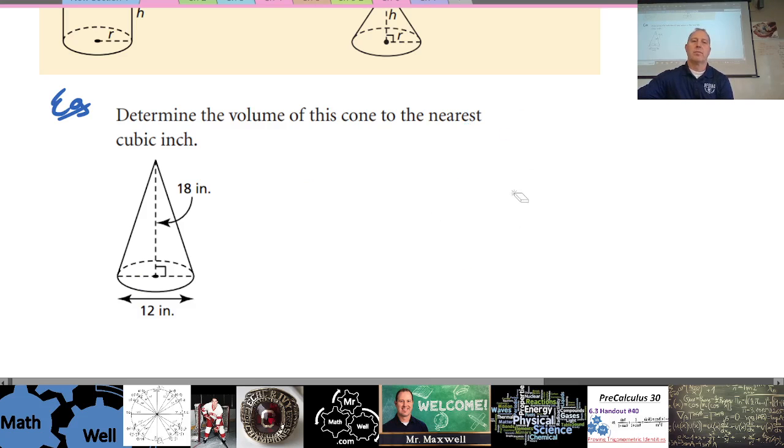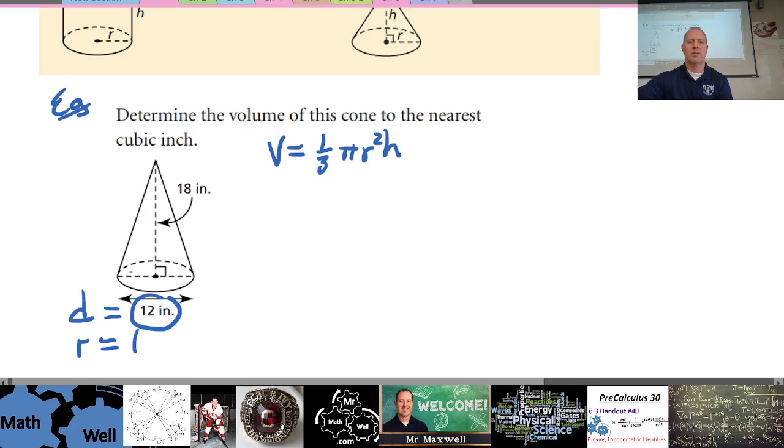Okay. So 12 is the diameter, okay? I remember from the volume formula, it's 1/3 pi r squared h. Now, this 12 is actually a diameter, isn't it? So what is r if the diameter is 12? R is 6 inches. Very good. So r is 6, h is 18. Now they're both in the same units, so that's good. So we can just use 6 and 18 for these numbers.